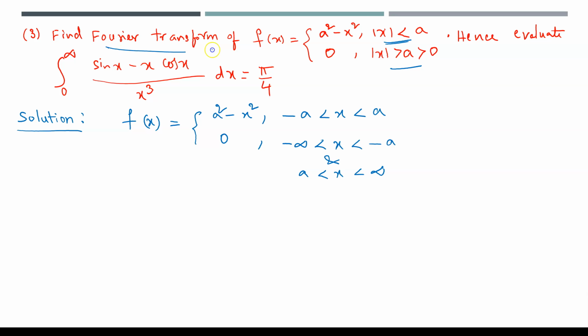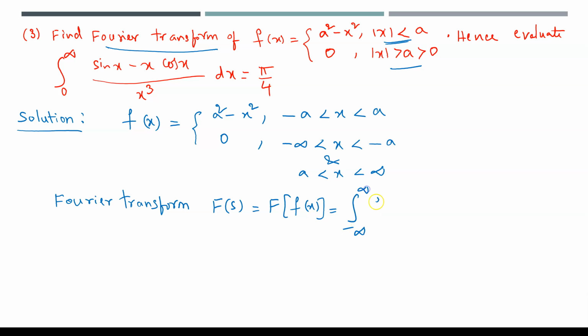Now, here it is asked to find the Fourier transform. So the formula of Fourier transform is F of s equal to F of f of x, which is equal to the integral from minus infinity to infinity of f of x e power isx dx. This is the formula of Fourier transform. Now using this Fourier transform, we have to solve this question using the given function.